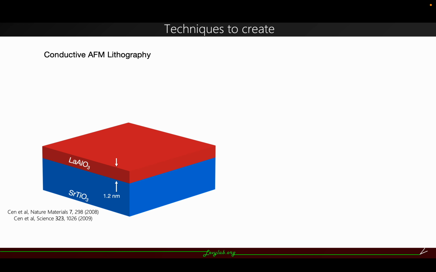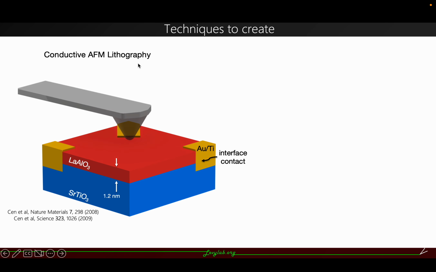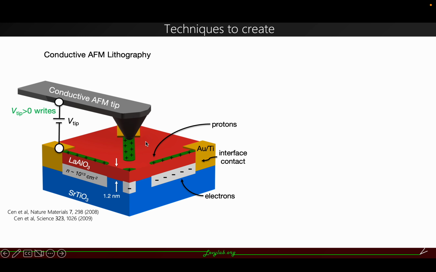And our group is mostly interested in the lanthanum aluminate strontium titanate heterostructure. When you have just 3 unit cells of LAO on STO, we can tune the metal insulator transition at the interface with conductive atomic force lithography. When you sketch with a positively biased AFM tip on the LAO surface, it will leave a trace of protons, which can attract electrons to the interface, and thus make the interface conducting.